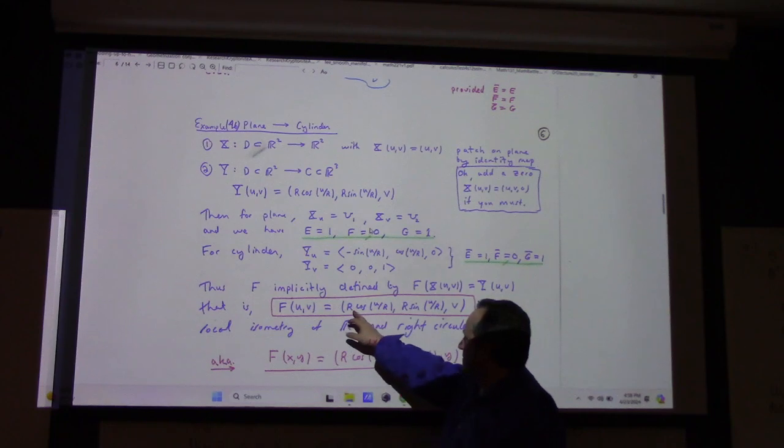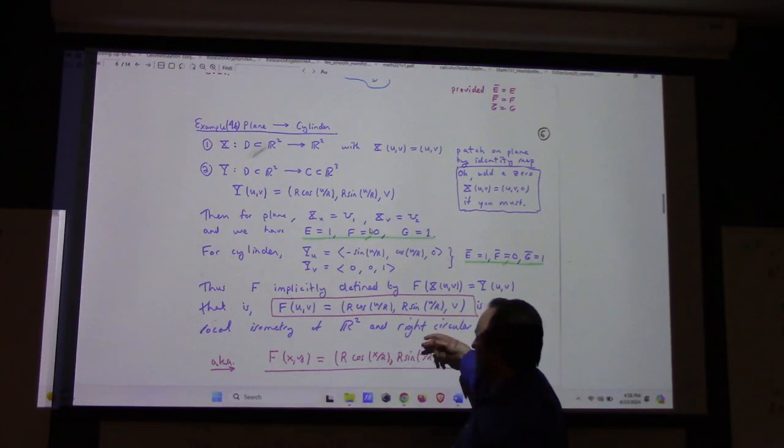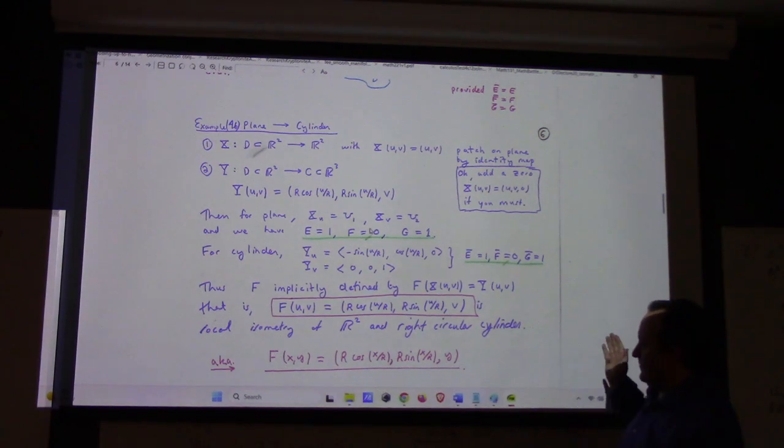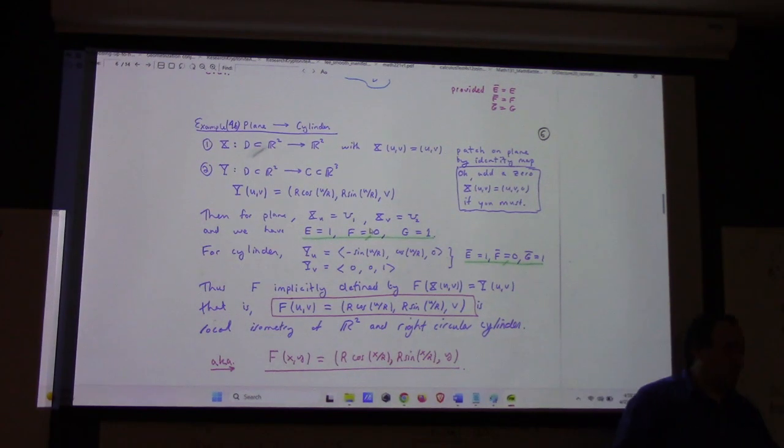And then here's your cylinder patch, and so that actually defines a map that maps from the plane to the cylinder.